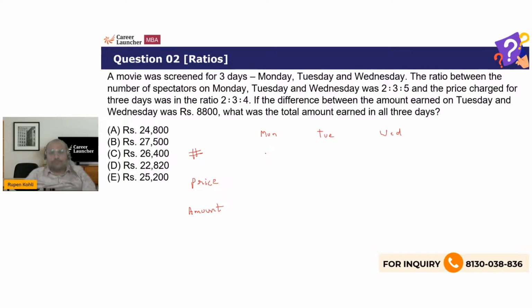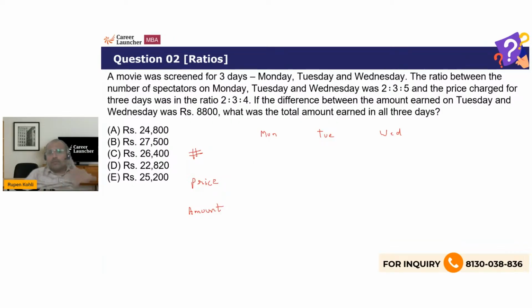Okay, so right, you have read the question. It's about some difference between amount earned in 2 days is given and the total amount earned is asked. So basically, amount here is obviously the number of spectators into the price, right? So the ratios are given for both the things, and obviously, therefore, from the respective ratios, you can find the ratio of the amount earned also, right?